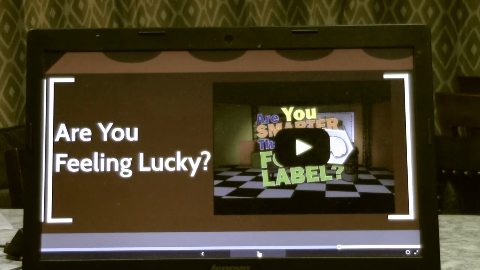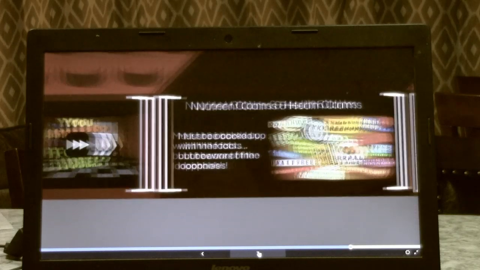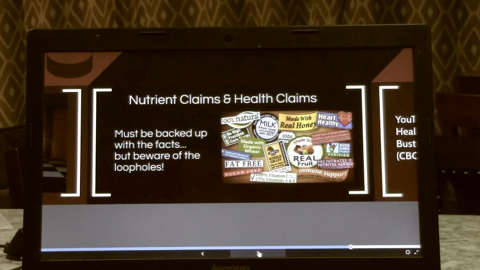Okay, so you get the idea about that. This is just to help you learn about what kind of information you can find on a different food label and how that helps you interpret that. Let's talk now a little bit about nutrient claims and health claims. So this is the stuff that's listed on the front of the package often.